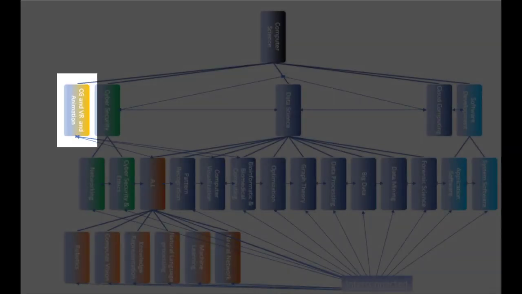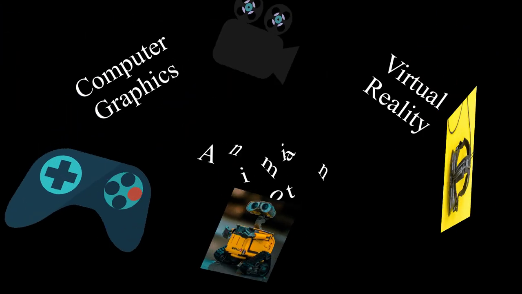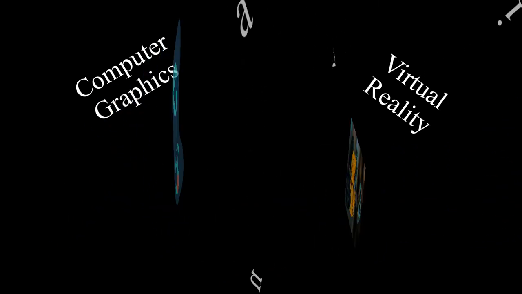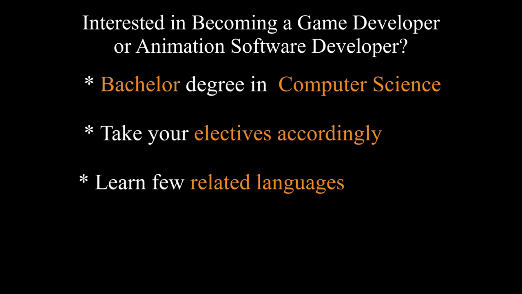Other highly sought after areas of computer science are computer graphics and virtual reality, which involves creating realistic and very detailed images and graphics. Games and movie industries rely heavily on these fields of computer science. If you're interested in becoming a game developer or developing animation software, one way is to start with getting your bachelor's in computer science while following your desired specialization as elective courses as part of your CS degree. Knowing highly sought after programming languages in game development is important as well.